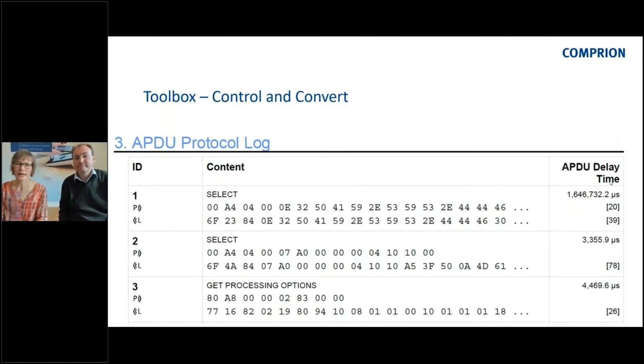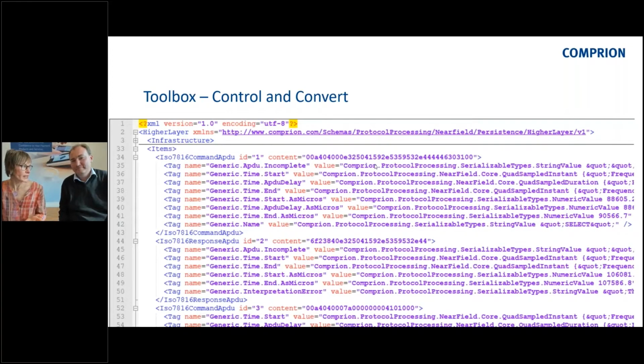I'd like to highlight here that you get some delay times. These times are the timing between the end of a command of a reader and the start of the response of a card. So this is very important for EMVCo level 1 compliance, for instance, but sometimes you need more details. For instance, you need the complete timing of a transaction.